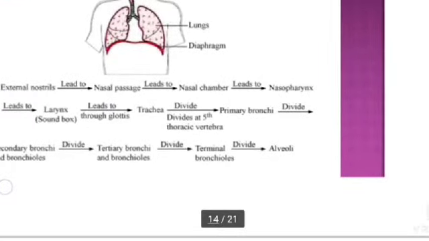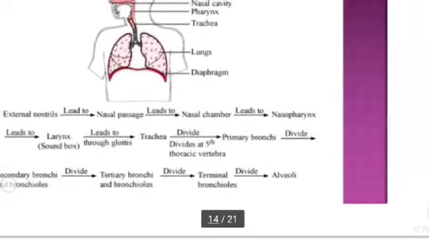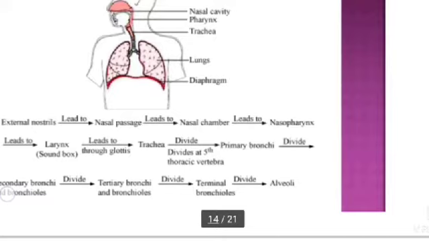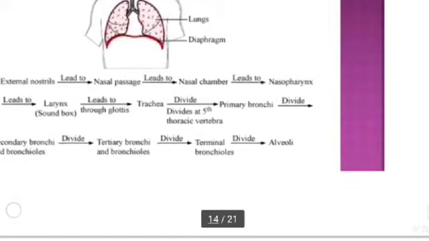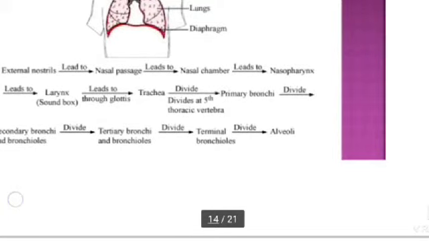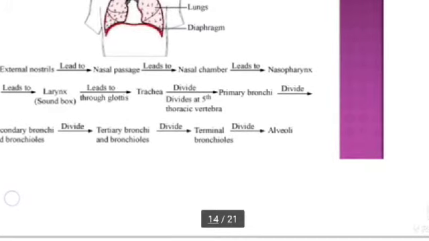External nostrils lead to nasal passages, lead to nasal chamber, lead to nasopharynx, lead to larynx, the sound box, through the glottis to the trachea, which divides at the fifth thoracic vertebra. Primary bronchi divide into secondary bronchi and bronchioles, which divide into tertiary bronchi and bronchioles, which divide into terminal bronchioles, which divide into alveoli.